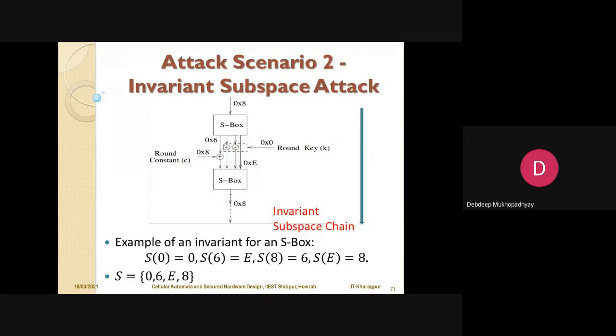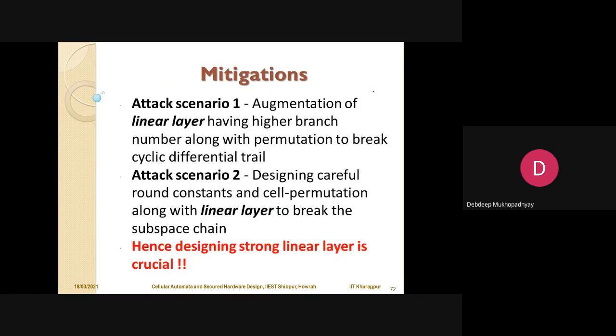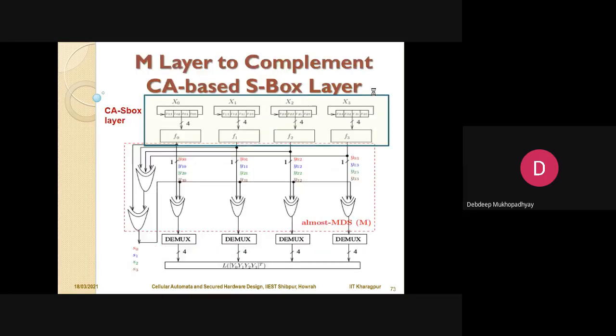There is another attack scenario also, which I will not get into in detail, called the invariant subspace attack, and we need to protect against such attack vectors too. In order to protect against this, we finally come up with a very strong linear layer, and the linear layer is essentially built on what is called an almost MDS matrix.